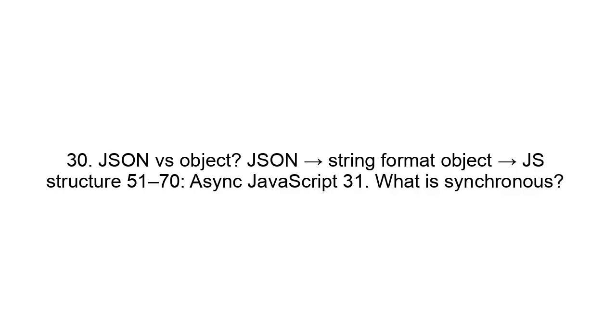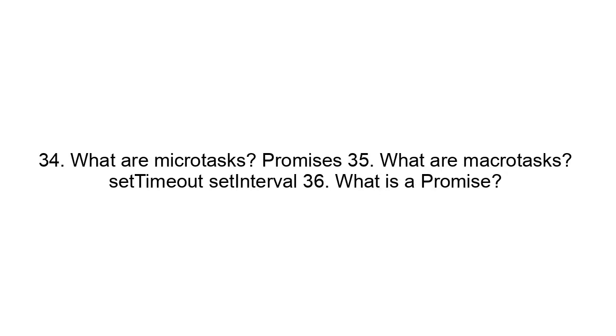51 to 70. Async JavaScript. 31. What is synchronous? Code executes line by line. 32. What is asynchronous? Code runs independently. 33. What is event loop? Mechanism handling async tasks. 34. What are microtasks? Promises. 35. What are macro tasks? setTimeout, setInterval.